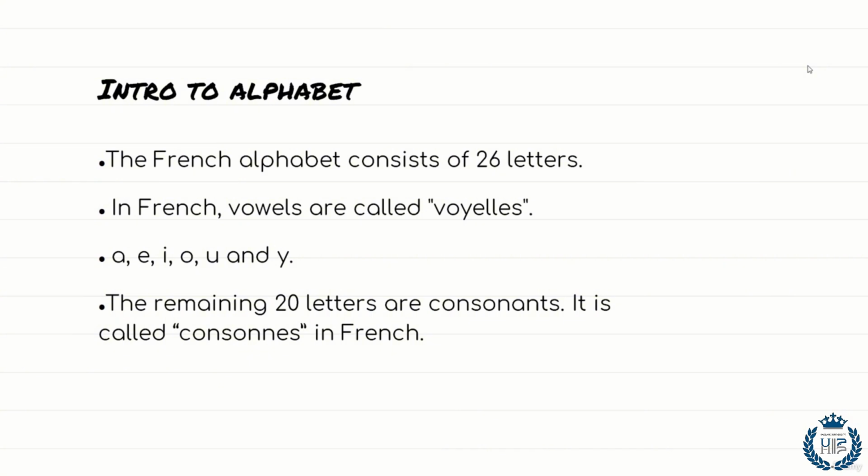In French, vowels are called voyelles. What are our vowels? A, E, I, O, U, and Y. Let's repeat that again. A, E, I, O, U, and Y. The remaining 20 letters are consonants. It is called consonne in French. Notice how the word consonant is really similar to consonne.